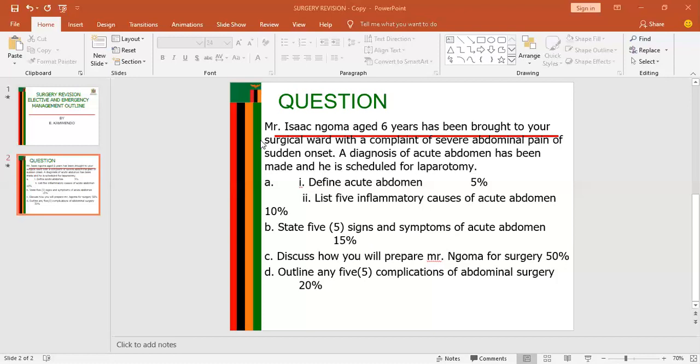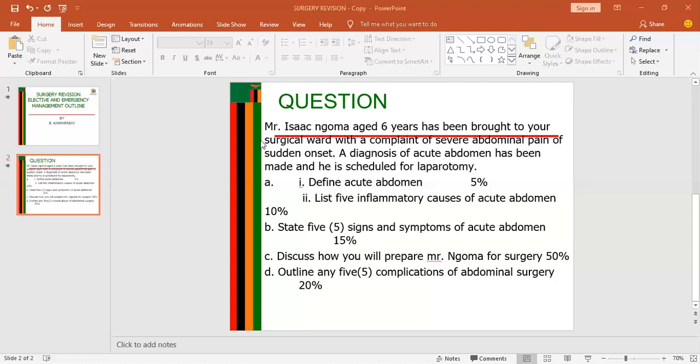So that's how this question, in terms of management, should be answered. And this is going to be similar to any management for surgery, as long as that management is an emergency. So you can even apply the way I've answered this one, even to other surgical conditions that you may face or experience. Then question D says, outline any 5 complications of abdominal surgery, which is the last question on this scenario.